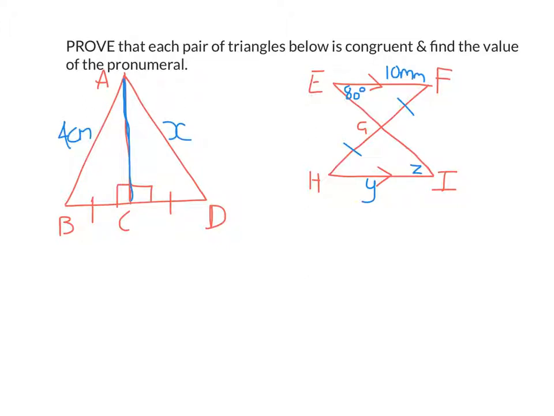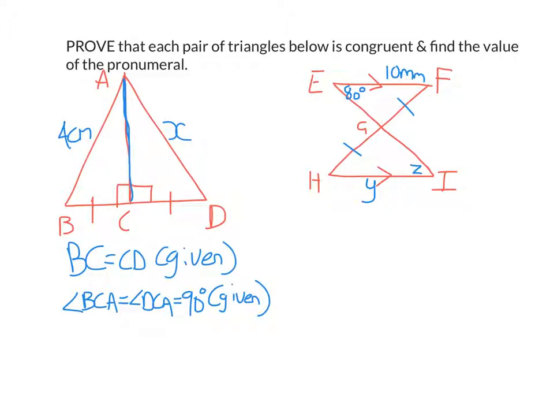So even though both of these triangles are right angled, this is not RHS because we're not told that the hypotenuse, which is this side over here of the first one, is equal to the hypotenuse over here. We don't know X is 4 until we prove that the triangles are congruent. So because we're not given anything about the hypotenuse, we're not told they're equal, we have to use SAS rather than RHS.